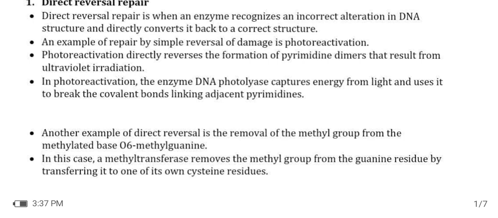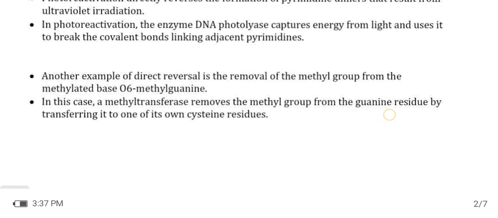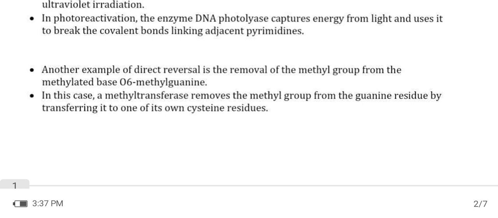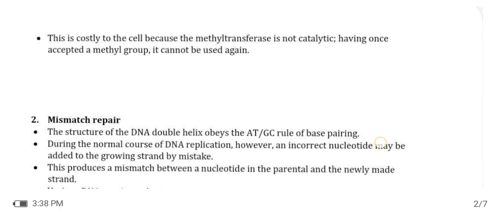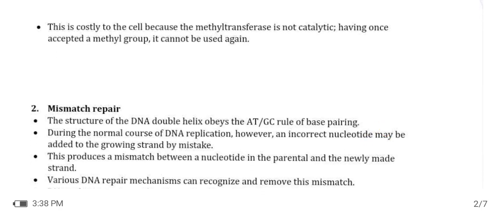In photoreactivation, the enzyme DNA photolyase captures energy from light and uses it to break the covalent bonds linking adjacent pyrimidines. Another example of direct reversal is the removal of the methyl group from the methylated base O6-methylguanine. In this case, the methyl transferase removes the methyl group from the guanine residue by transferring it to one of its own cysteine residues. This is costly to the cell because the methyl transferase is not catalytic. Having once accepted a methyl group, it cannot be used again.